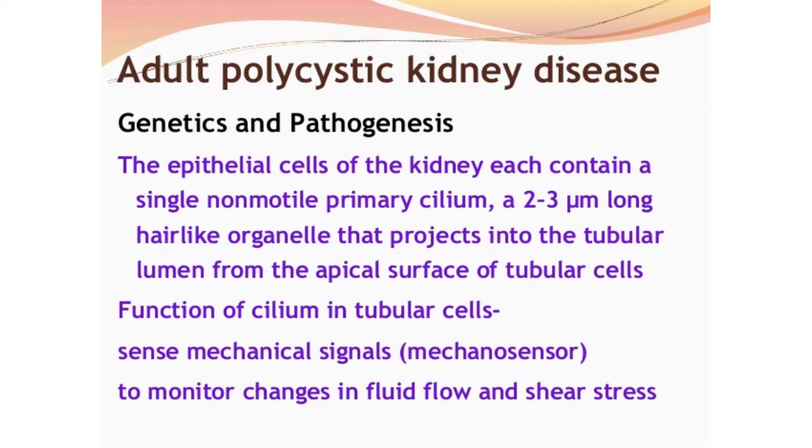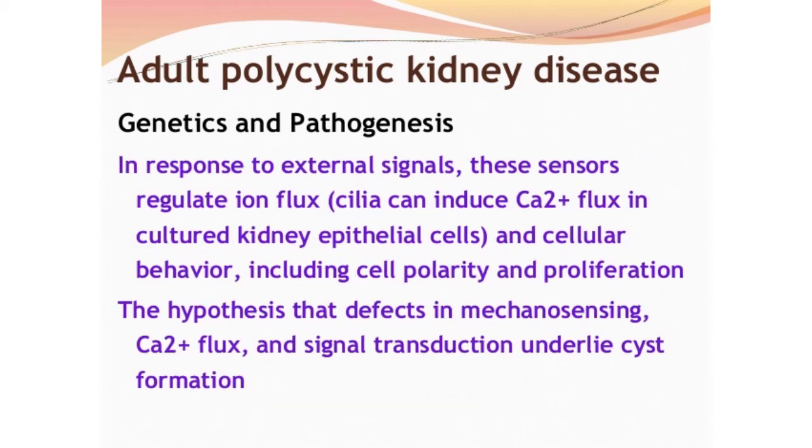Dear students, the epithelial cells of the kidney each contain a single nonmotile primary cilium, a 2 to 3 micrometer long hair-like organelle that projects into the tubular lumen from the apical surface of the tubular cells. And the function of that cilium in the tubular cell is that it senses mechanical signals, that is, it's a mechanosensor. Why? To monitor the changes in fluid flow and shear stress.